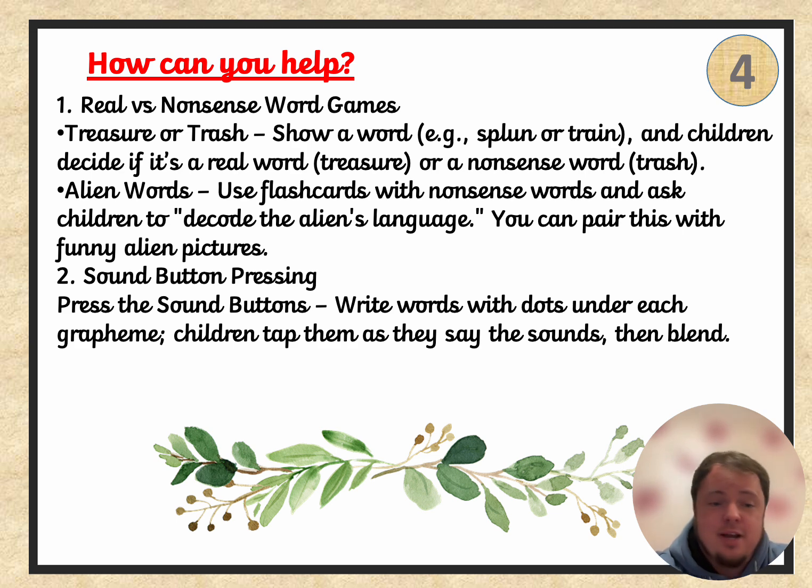Also, this one here, sound button pressing. This is a very simple game. You can write some words on cards for children, but then put the sound buttons on underneath. So with the word, for example, cat, you would put a dot under c, and then a dot under a, and then a dot under t. And then get your child to regularly practice pressing those buttons underneath to practice segmenting. The reason for this is because we want to make sure that children do segment these words for a phonics screening check. So even though we are teaching at the moment to become fluent readers, able to recognise words without segmenting, it's important that for the phonics screening check they do segment so they're able to successfully read the words correctly.